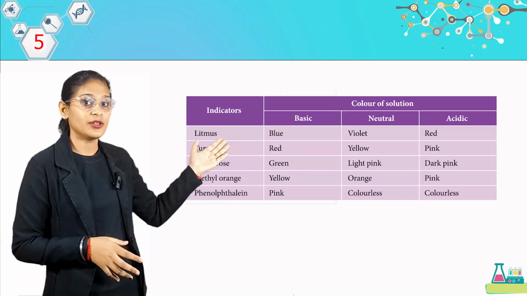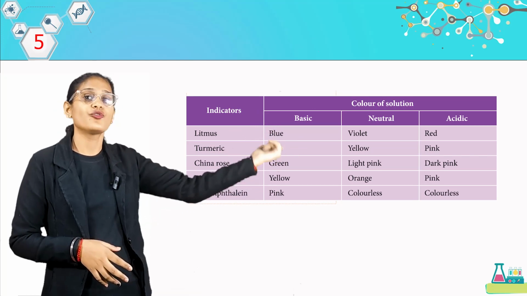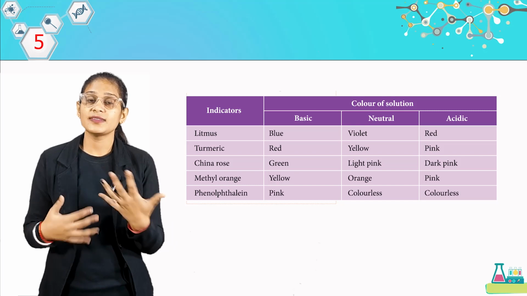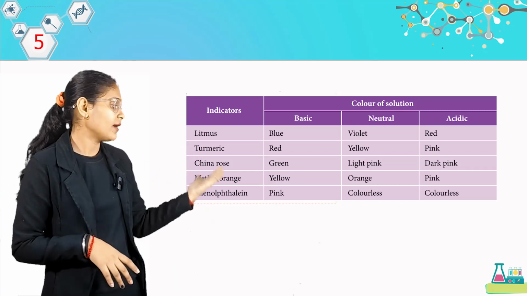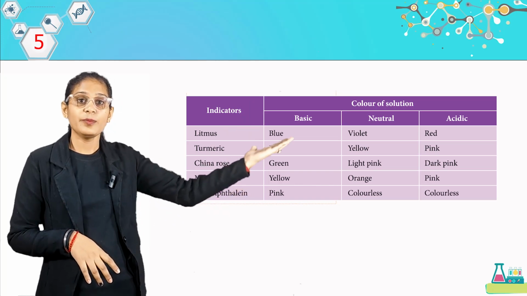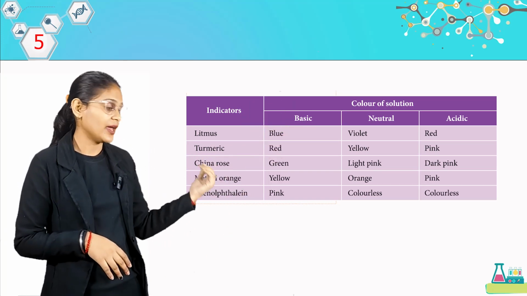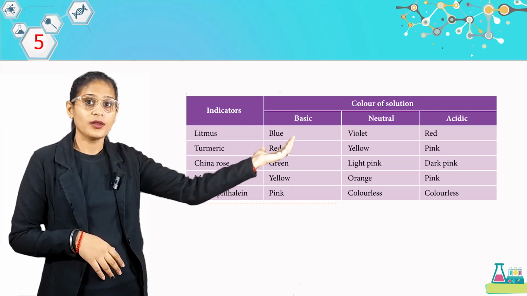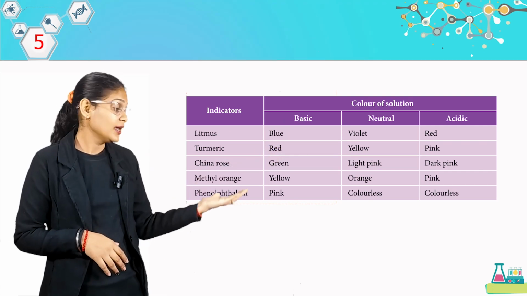Now we have a table: indicators, color of solution in basic, neutral, acidic. So students, these different indicators show different colors in different types of solutions. First we have litmus. In basic, blue. In neutral, violet. In acidic, it's red. Then we have turmeric. In basic, red. Neutral, yellow. In acidic, pink.